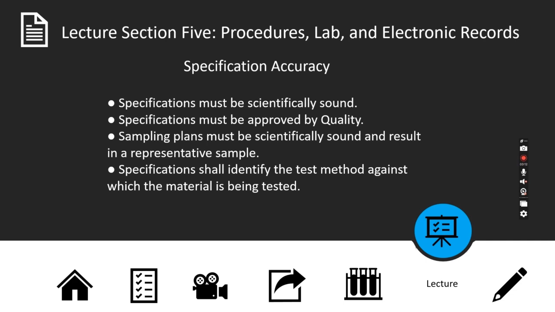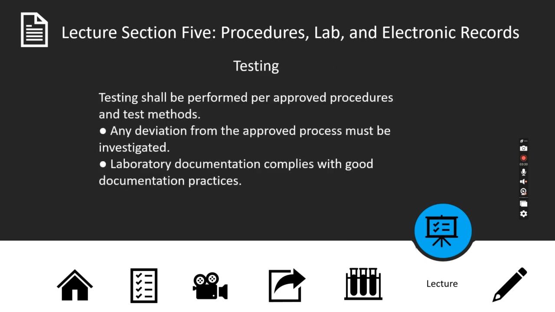Specification accuracy. So whatever specifications you're trying to meet must be scientifically sound. They must be approved by quality. Sampling plans must also be scientifically sound, and specifications should identify the test method against which the material is being tested. Testing shall be done by approved procedures and methods, so follow the SOP.